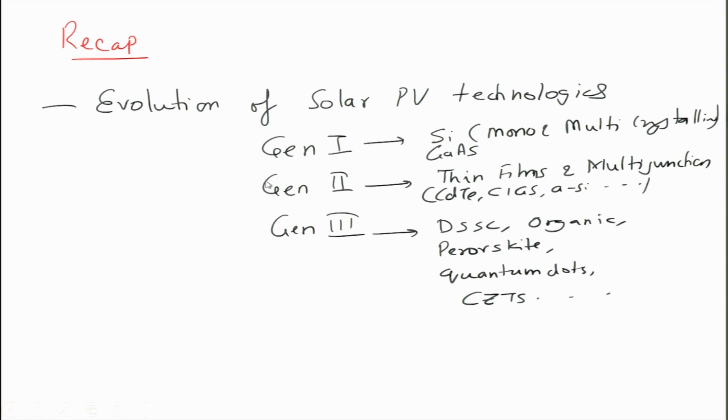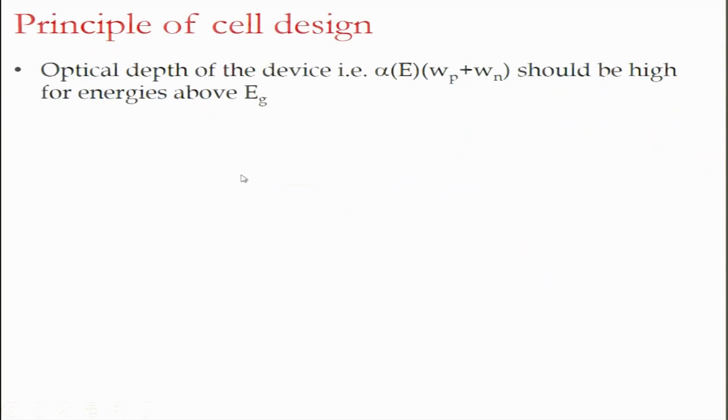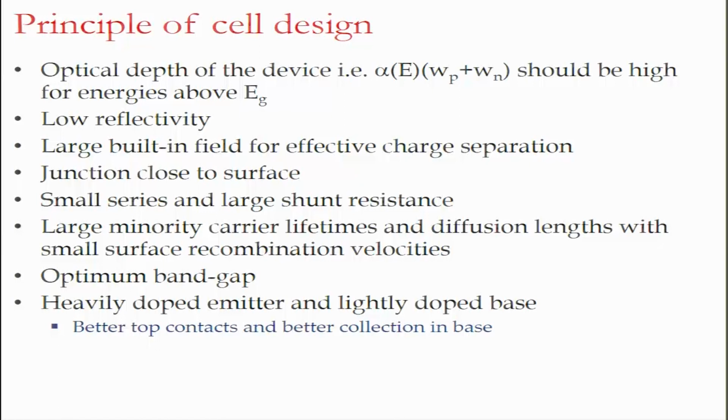Now, what we were doing in the last class, we were looking at the principles of cell design, and we said that optical depth should be high, the reflectivity should be low, there should be large built-in field for effective charge separation, junction should be closer to the surface, there should be small series and large shunt resistance, minority carrier lifetime should be larger, surface recombination velocity should be lower, and band gap should be optimum so that you have maximum efficiency. Most of the materials have band gaps between 1 to 1.7 eV, this is the range that you have.